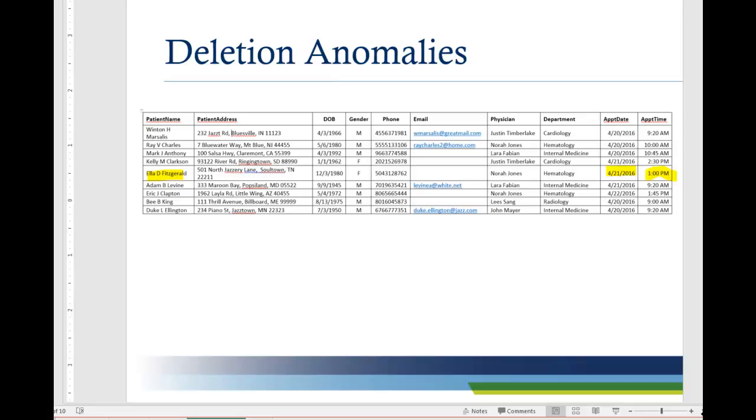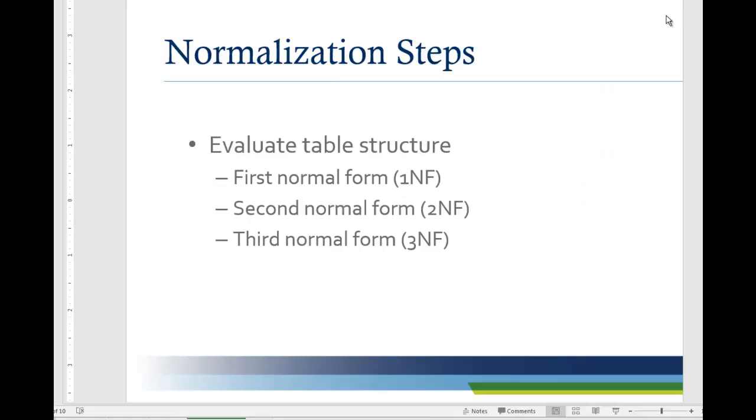But because of how the data storage is structured, we can't delete the appointment date and time without deleting patient and physician information. So when we delete the appointment for Ella Fitzgerald, not only do we delete appointment date and appointment time, but we also delete everything in that line. So that is the problem with deletion anomalies. So how do we take care of all these data anomalies?